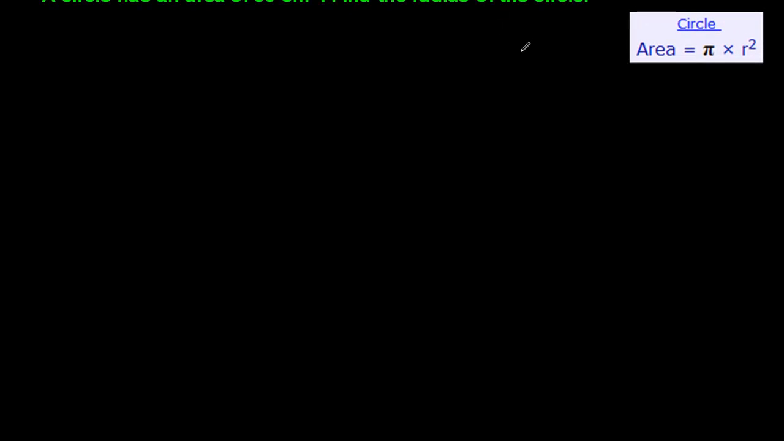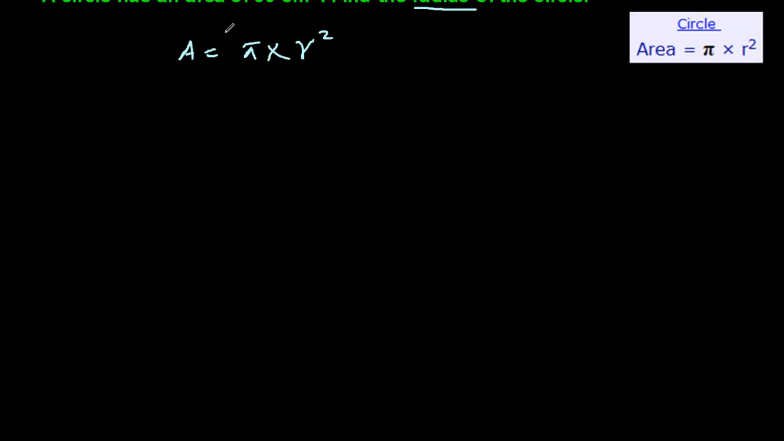Find the radius of the circle. In this case you can see that the area is given to you, and you need to find the radius. Because area is given, I should write down the area of circle formula first. Area is pi times radius squared.